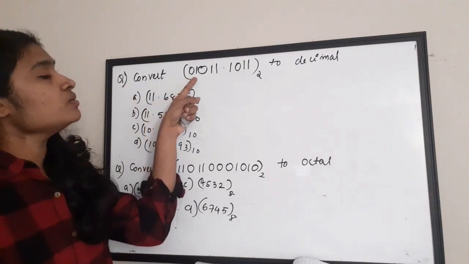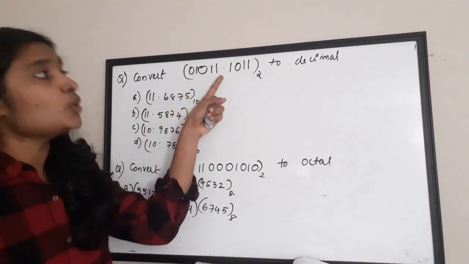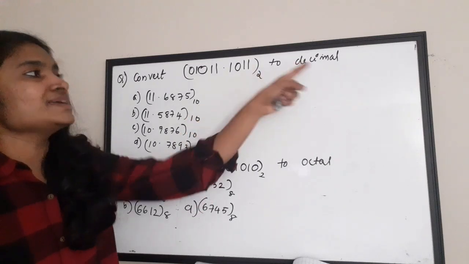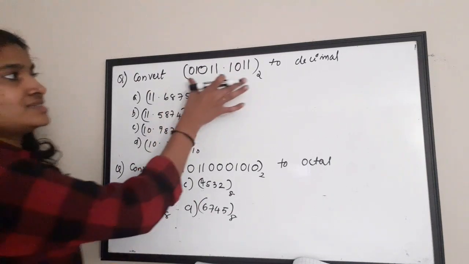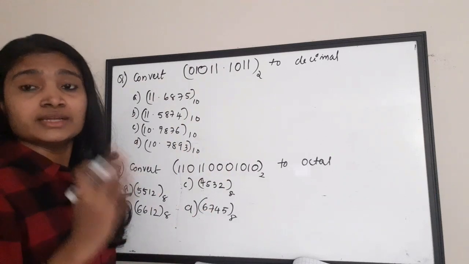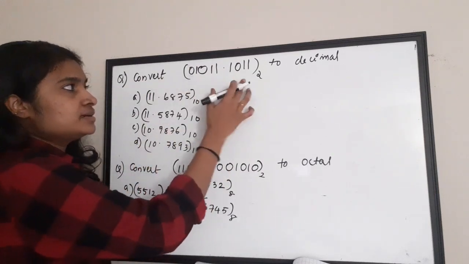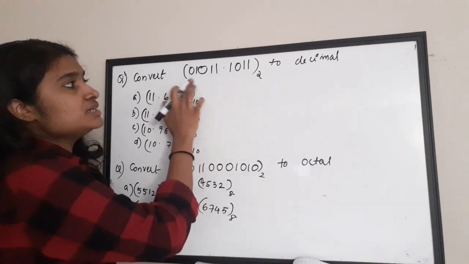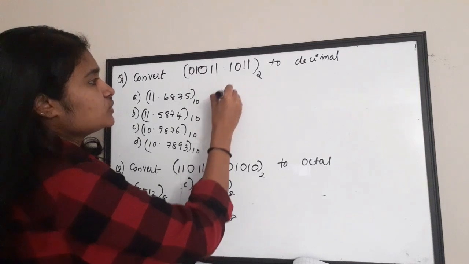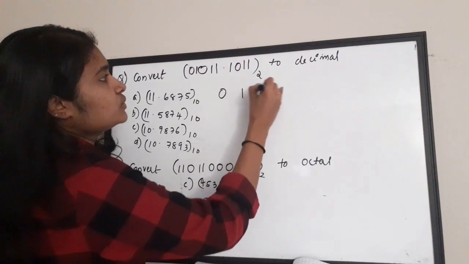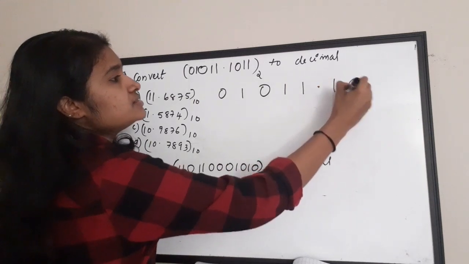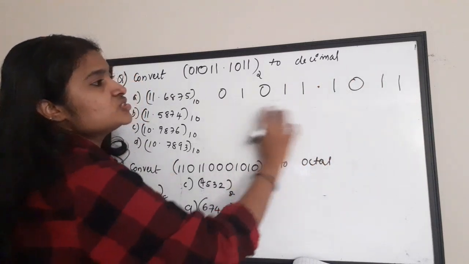Convert 01011.1011 to the base 2 to decimal. Okay, so how to convert such a number which is having a point to decimal number format, that is to the base 10? I'll write the powers of 2 for each of these number positions. First, I'll write the number 0, 1, 0, 1, 1, point, 1, 0, 1, 1. So this is your number.